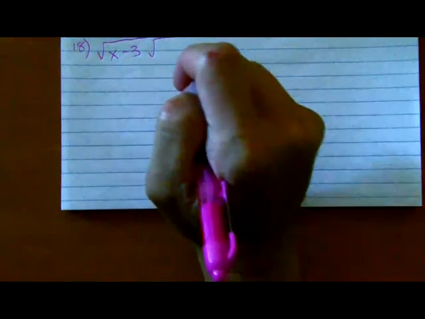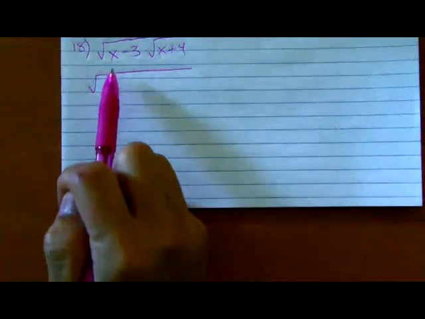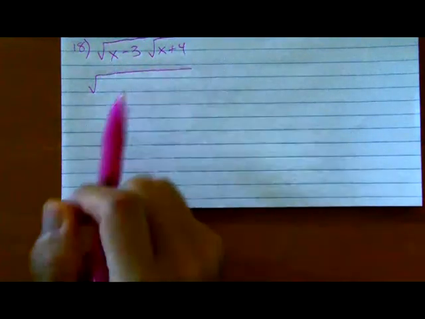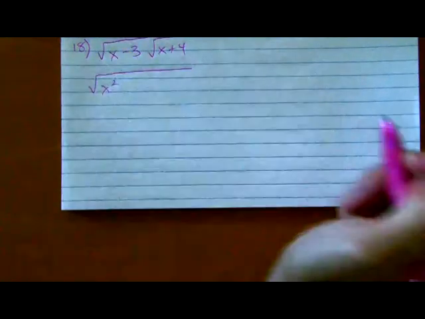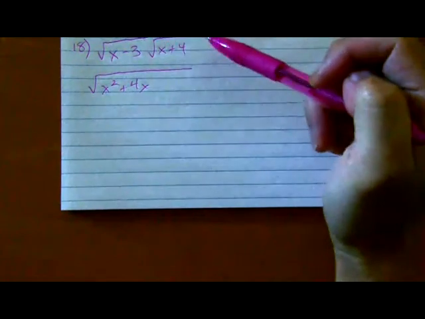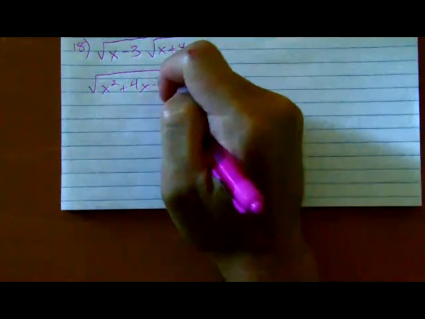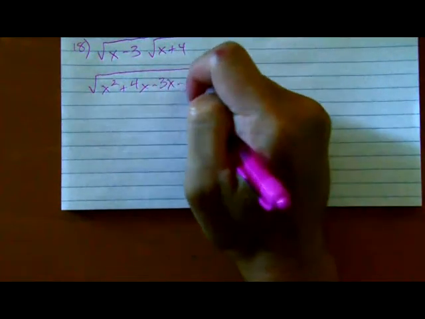Number 18. X minus 3 times radical x plus 4. We distribute. X multiplies to both terms, so x squared plus 4x. The negative 3 multiplies to both terms. Negative 3x minus 12.